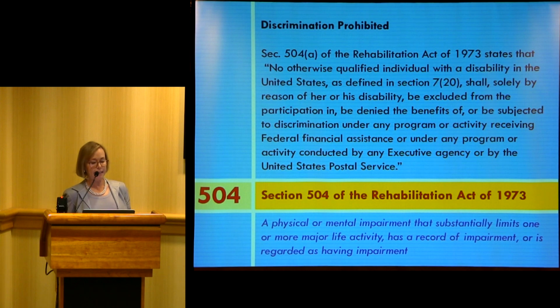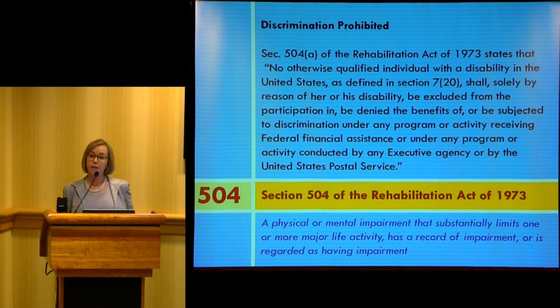Remember, this started in 1973. So the Act specifically states that no otherwise qualified individual with a disability in the United States, as defined in Section 720, shall solely, by reason of her or his disability, be excluded from participation in, be denied the benefits of, or be subject to discrimination under any program or activity receiving federal financial assistance, or under any program or activity conducted by any executive agency or by the U.S. Postal Service. So Section 504 is very important.